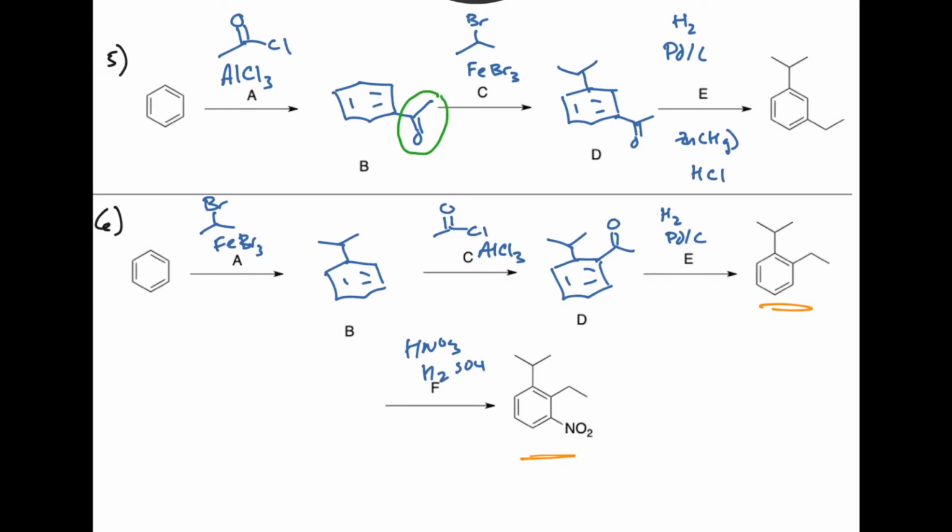Now we can actually do this another way. You switch the order, you go 2, 3, then 1. Yeah, you put the ketone on, remove it, and then add the isopropyl. Right? So that would look like, we'll pick a different color.